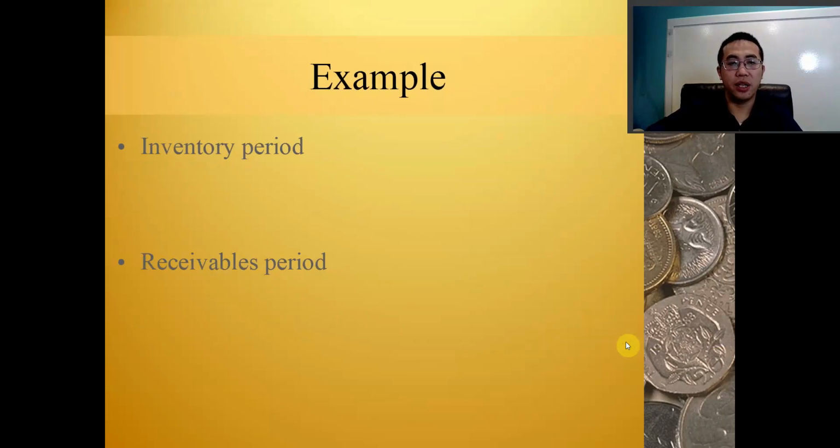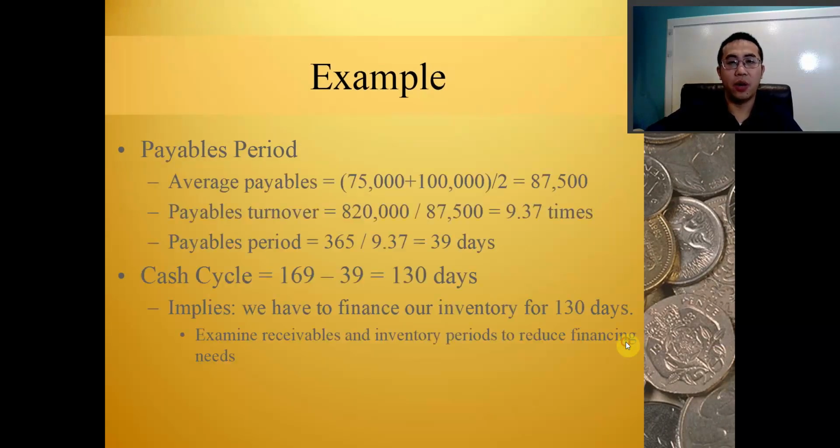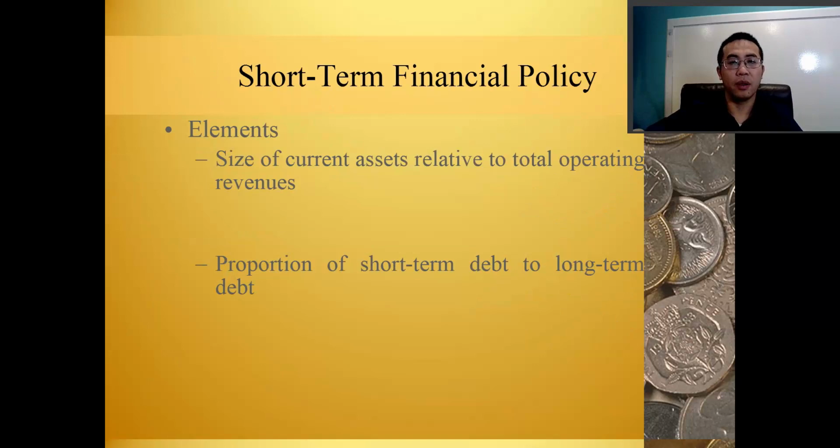Okay, so the implication here is if we are in a cash cycle, then we will find a way to finance it, to fill out the hole. Okay, we have to finance our inventory for 130 days, and we need to constantly keep examining these receivables and inventory periods to reduce the financing needs. So, which means the shorter cash cycle is better.